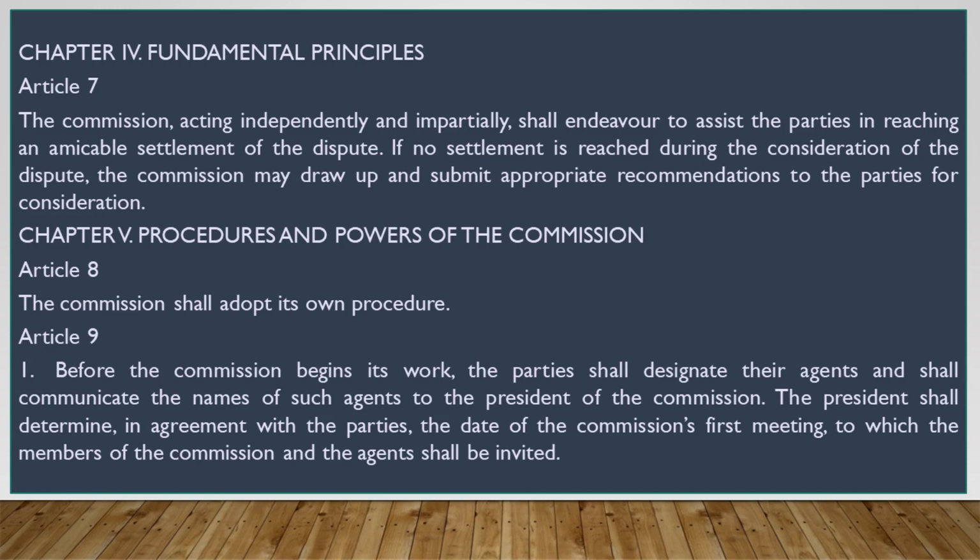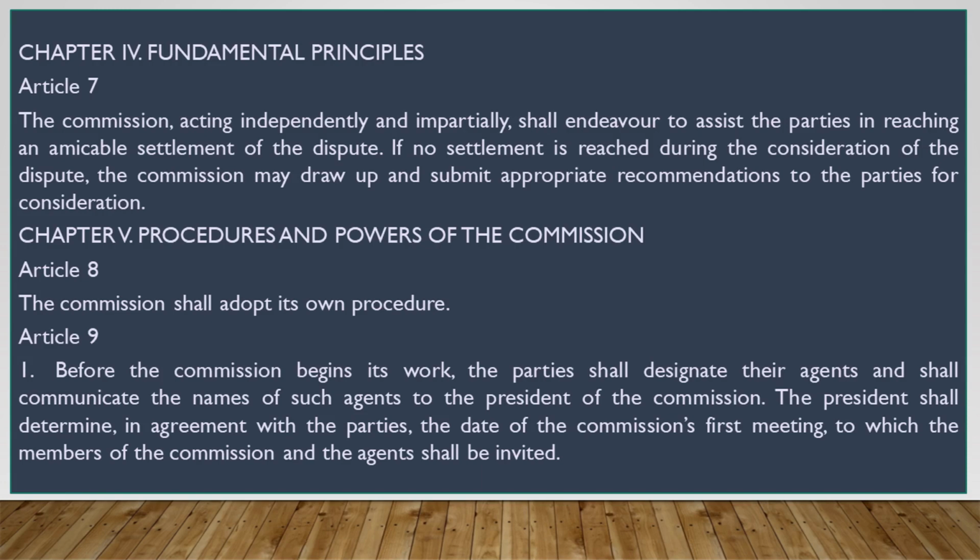Chapter 5. Procedures and Powers of the Commission. Article 8. The Commission shall adopt its own procedure. Article 9. 1. Before the Commission begins its work, the parties shall designate their agents and shall communicate the names of such agents to the President of the Commission.